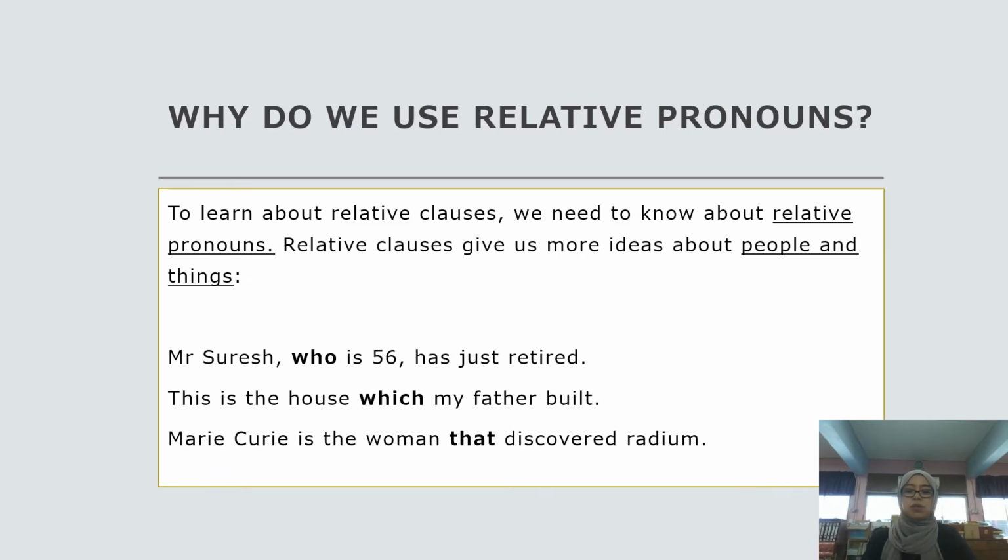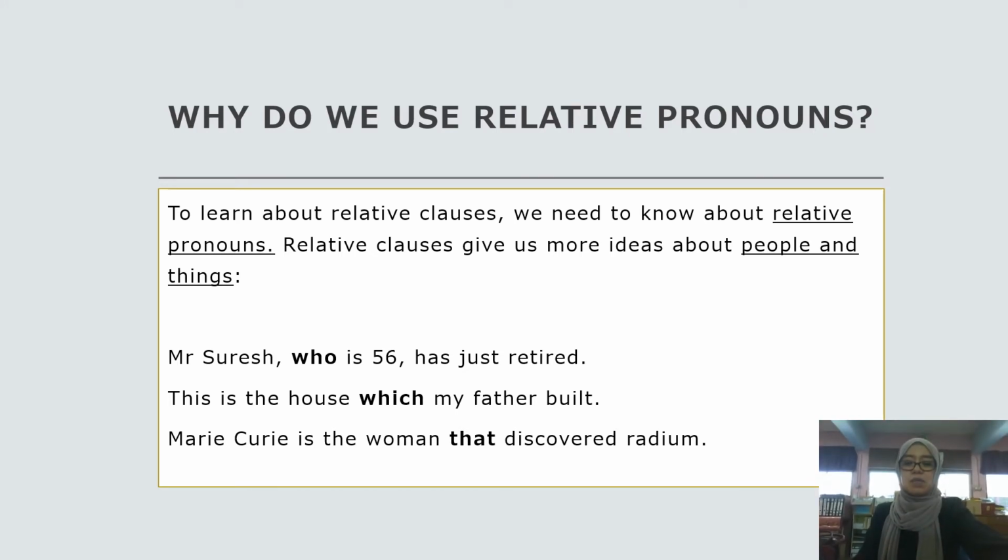Why do we use relative pronouns? We use relative pronouns to introduce relative clauses. Before we learn more about relative clauses, we need to know about relative pronouns. Relative clauses tell us more about people and things. Let's look at examples of sentences with relative pronouns.